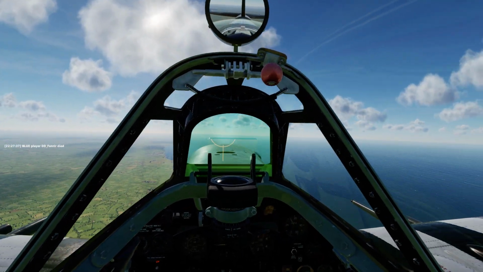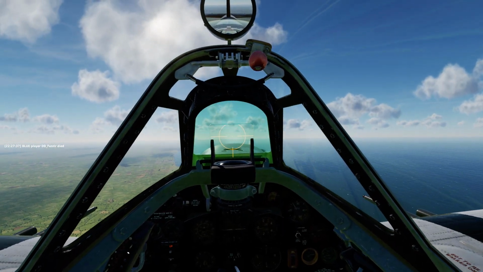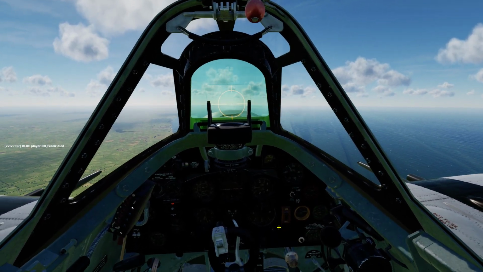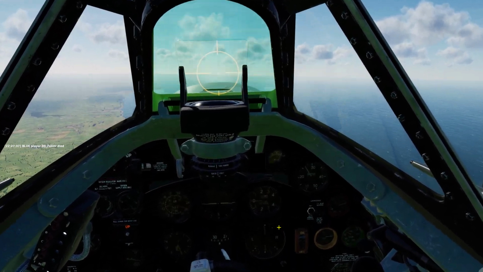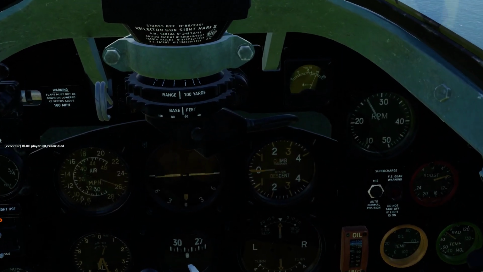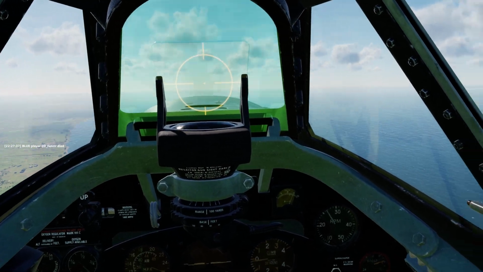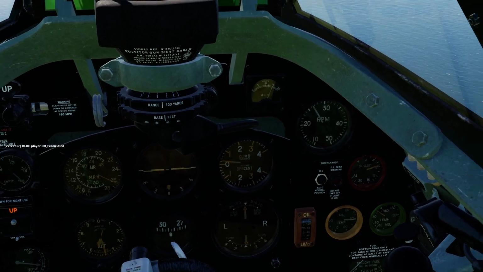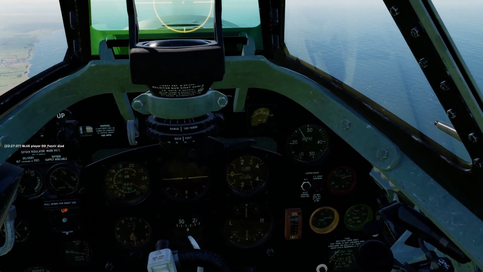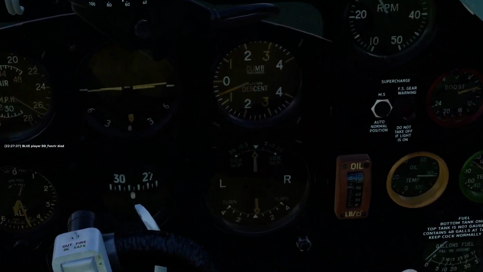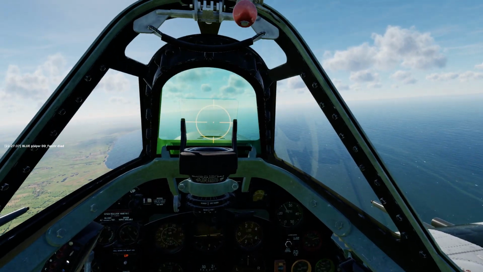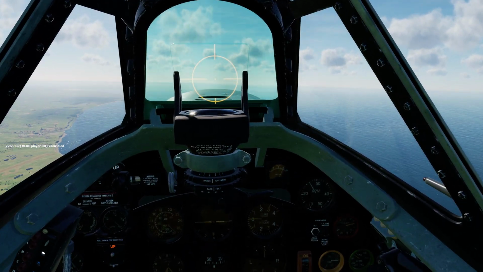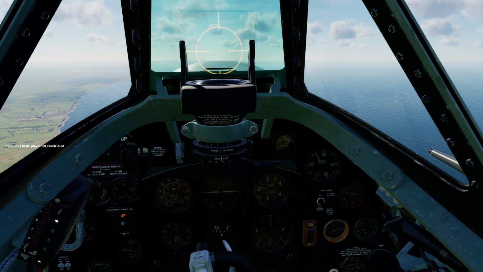Okay, so first off, let's have a look at our turn and slip indicator, which is a bit different in the Spit. Where we have the turn needle and the slip ball in the Mustang, we actually have two needles, and they're the other way around. In this case, the slip meter is at the top of this instrument, and it's a needle rather than a ball. But the basic principle stands the same.